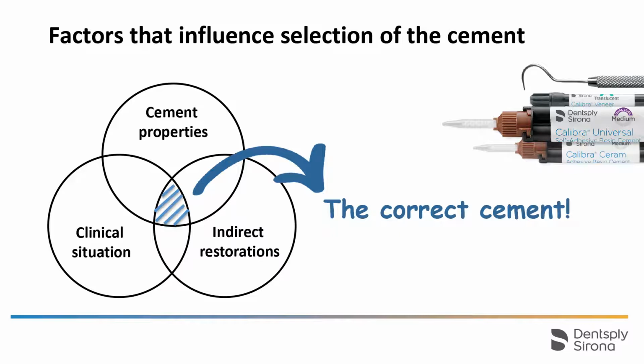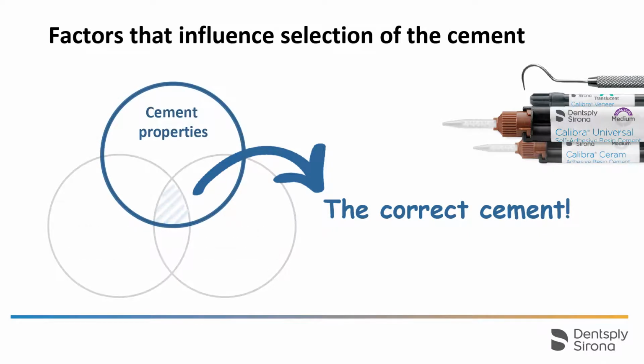The choice of cements depends on three important factors. Firstly, on the properties of the different cements. Secondly, on the individual clinical situation. Thirdly, on the restoration, or more precisely, on the material used for fabricating the restoration. The choice of cement is derived from the interplay of these three factors. We will discuss these factors in the following to allow you to understand when a particular type of cement should be used. Firstly, let's take a look at the different commercially available cements and their characteristics.